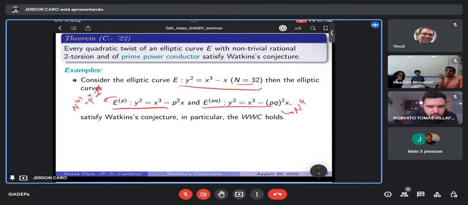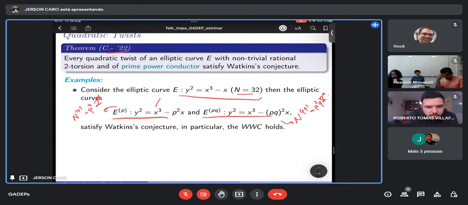Okay, yeah. This elliptic curve has conductor more or less p squared times q squared times a power of 2. And what this theorem says is that these two elliptic curves satisfy Watkins conjecture. In particular, it satisfies WWC, the basic case. But you notice that this elliptic curve has a rational two torsion, additive reduction at 2, and has one odd bad prime. So in particular, it is one of those missing cases in the WWC.